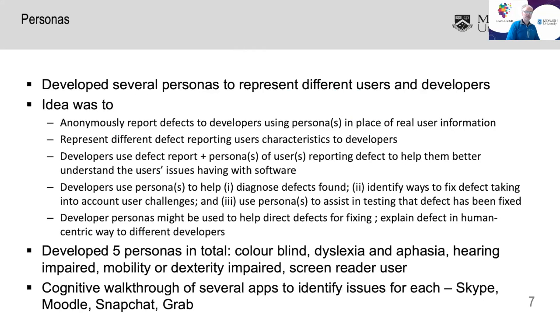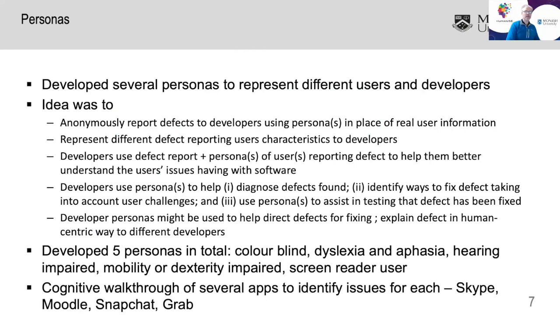The idea was then that developers could use the defect report and the personas of the users to help them better understand the context of use, the issues the user was having with the software, help them doing testing of any fixes that they've come up with or design improvements to address those human-centric issues, and potentially to feedback to the users as well.